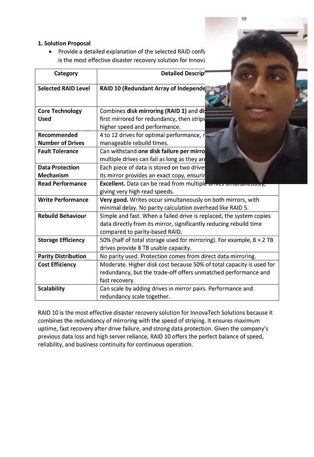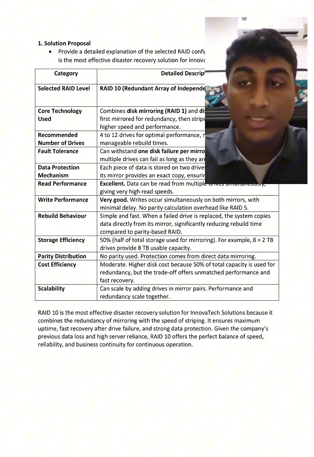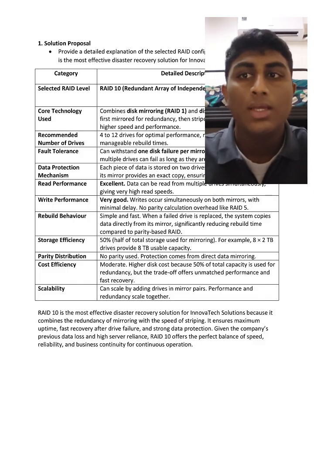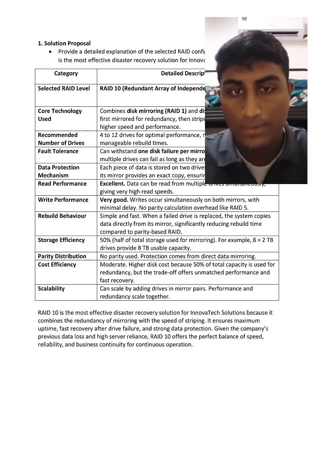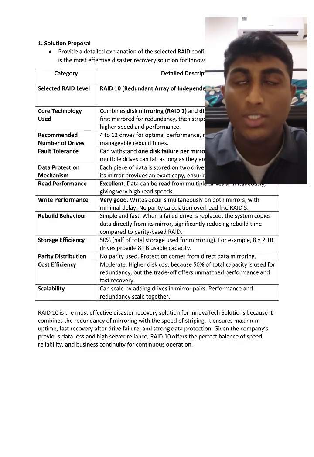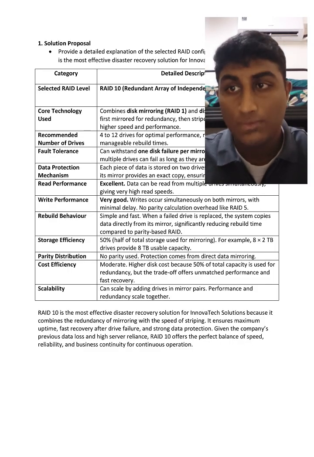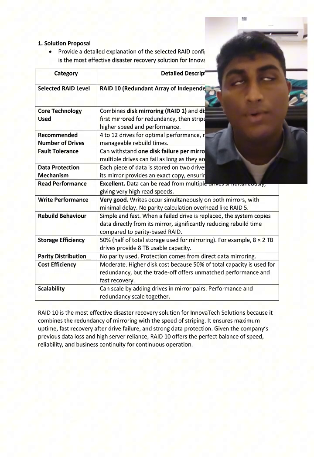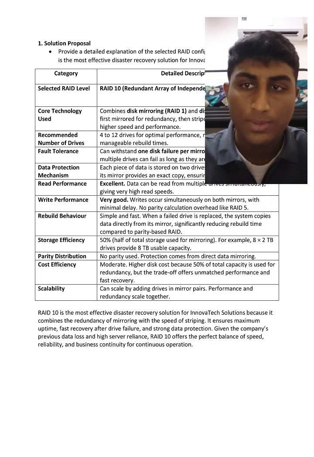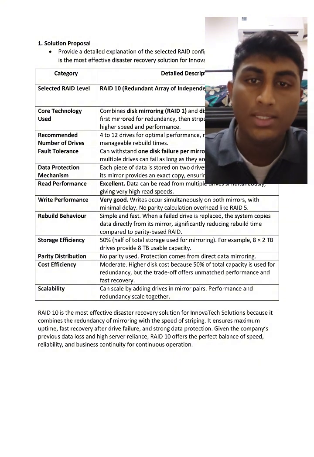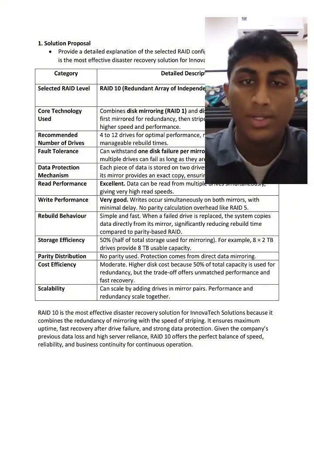Alright, thank you. As a continuation of why we choose RAID 10, it has a rebuild behavior that is simple and fast. When a drive fails, it is replaced and the system copies data directly from the mirror, which significantly reduces the rebuild time compared to parity-based RAID. Apart from that, we have storage efficiency, where half of the storage, which is 50%, is used for mirroring. For example, with 16 terabytes of drives, 8 terabytes of it will be used for mirroring. Next, in terms of parity distribution, there isn't any parity used, as protection comes directly from the mirroring.